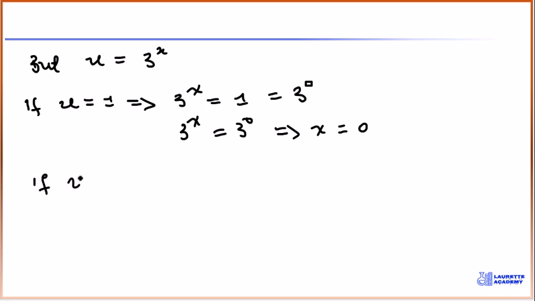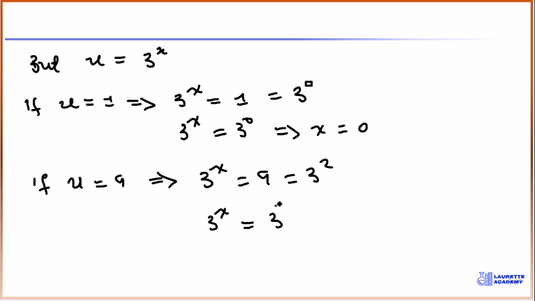Secondly, if u equals 9, this will imply that 3 raised to the power x equals 9. But we know that 9 is equal to what? 3 squared. So we have that 3 raised to the power x equals 3 squared. Since the bases are the same, we equate the powers. So x equals 2. Let me know in the comments section if you found that easy. Let's move to the second one now.